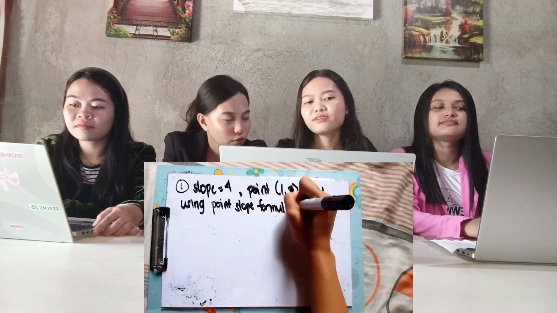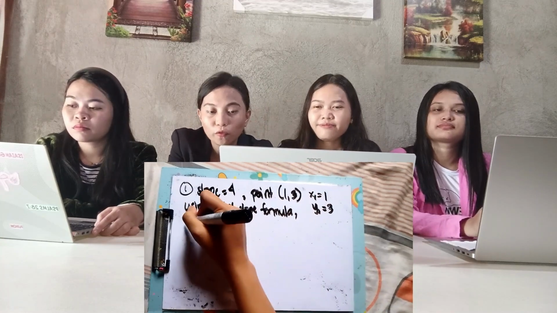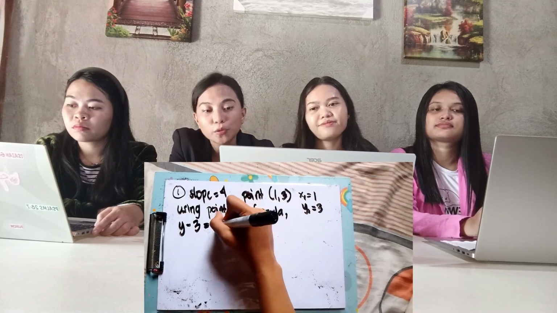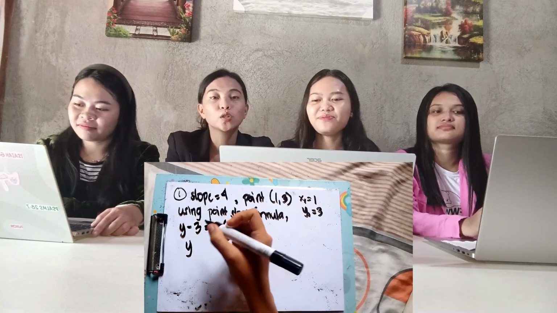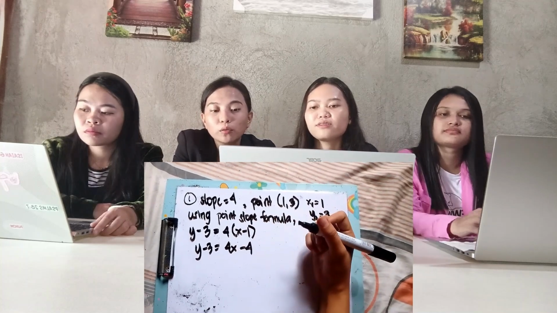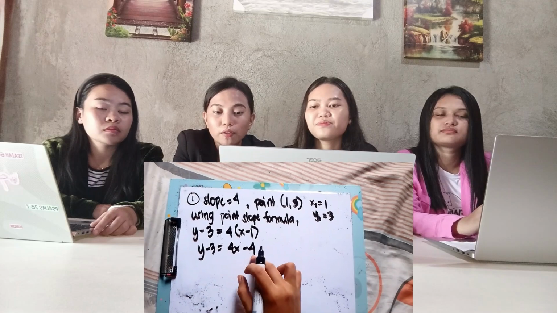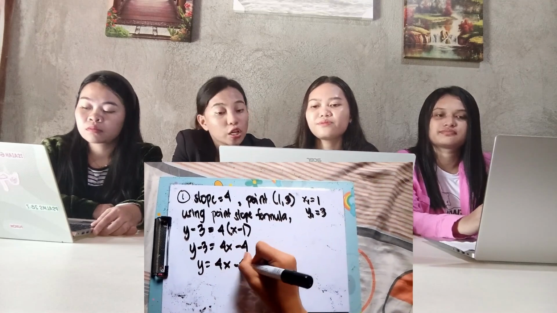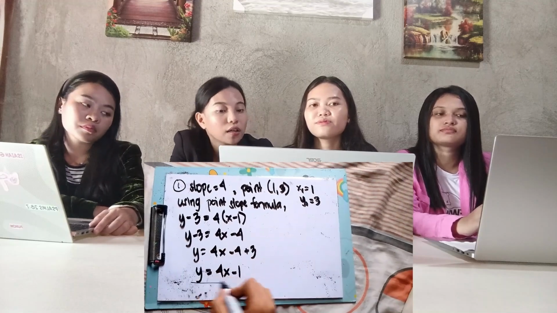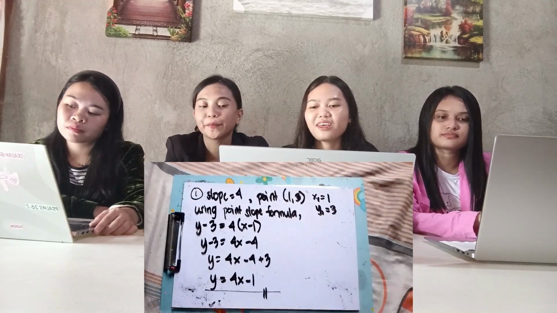Of course. For the first problem, we have a slope of 4 and a point (1, 3). So using the point-slope formula, we get y minus 3 equals 4 multiplied by the quantity of x minus 1. After multiplying, it becomes y minus 3 equals 4x minus 4. Now to isolate y, we're going to add 3 to both sides, and it becomes y equals 4x minus 1. So the equation of the line is y equals 4x minus 1.